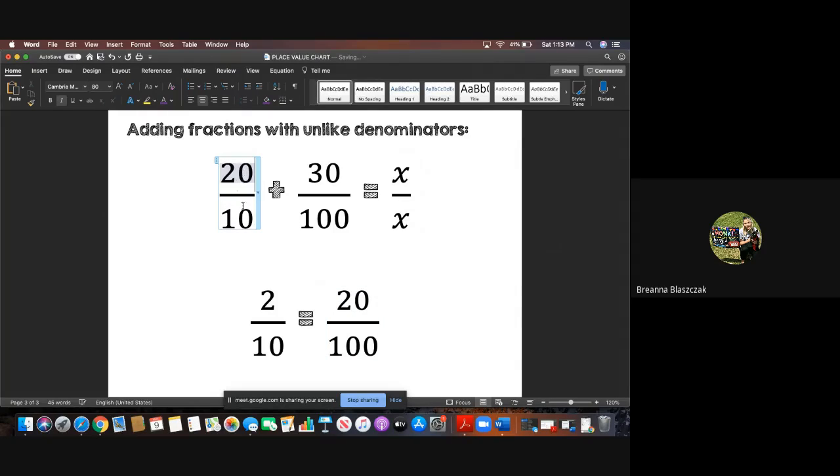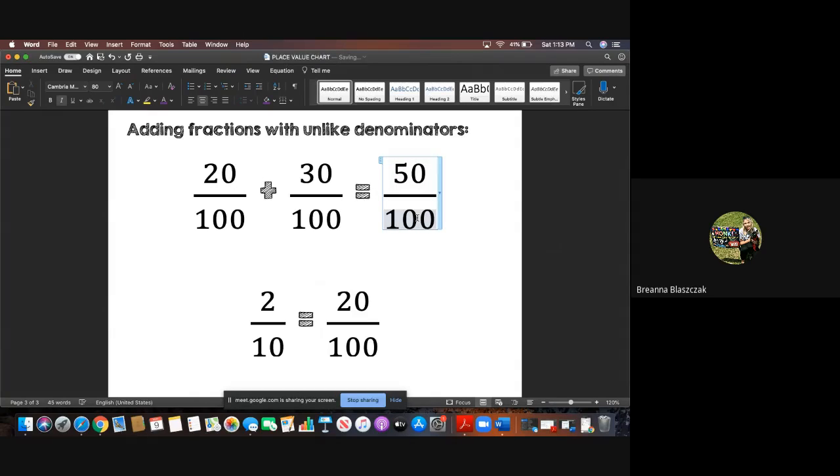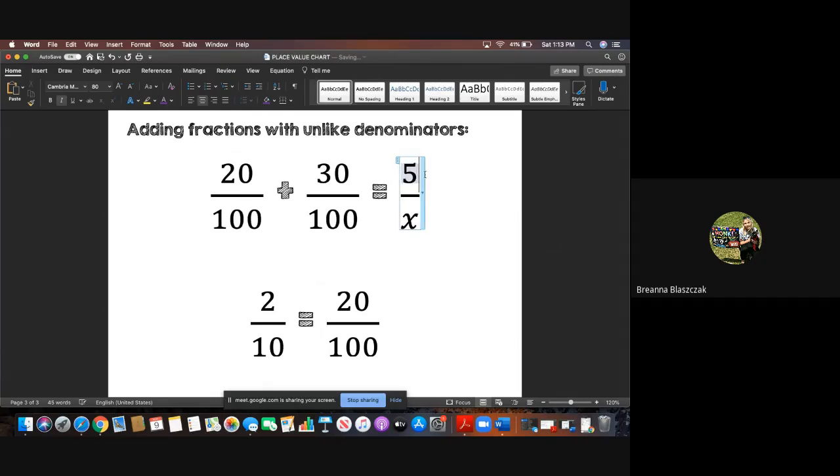So if I just add the zeros up here, now I can add them straight across. 20 plus 30 is 50, and our denominator stays the same. So 50/100ths. Now we'll do the same problem, but instead of changing 2/10, we'll change 30/100ths.